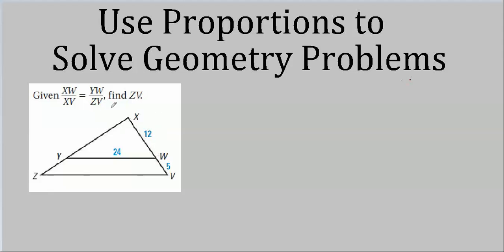So let's start putting numbers in here and see if this problem actually makes any sense. How about xw? What's that? Well, that's 12. What's xv? Well, that's these two segments here together. So that's 17. And that equals yw. It's right here, that's 24. Over, and that we don't know, that's x.